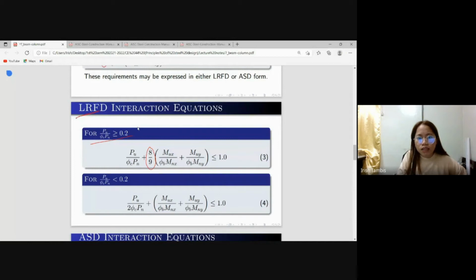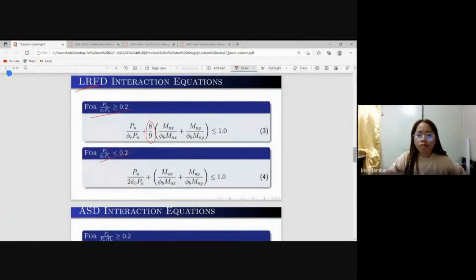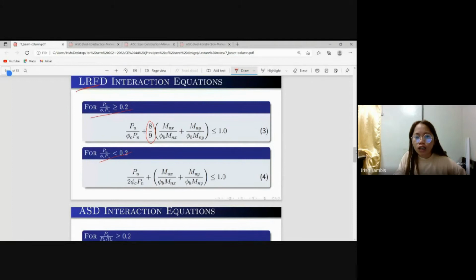The same with this second case, no? If the P sub U over this is actually P sub R over P sub C, if this is less than 0.2, your actual term, there is 2 sa denominator na part, no? Ma-divide siya into halves, this actual term. And ang moment is as is, should be less than or equal to 1.0. This is for LRFD, no?